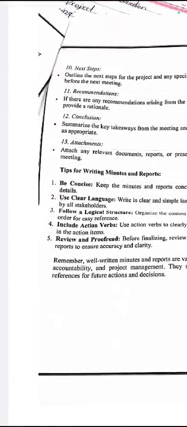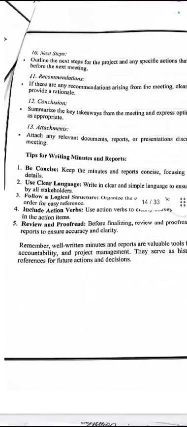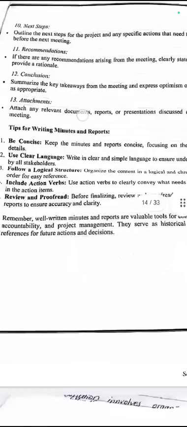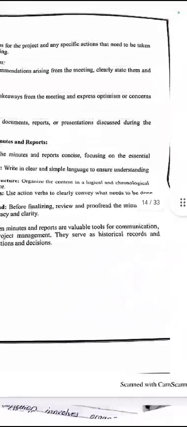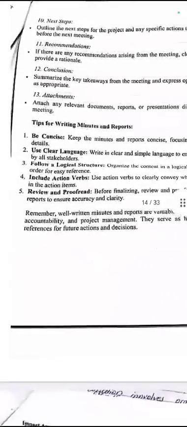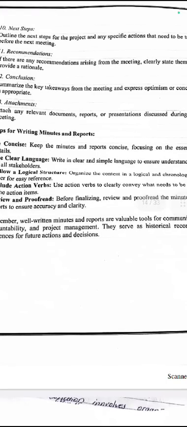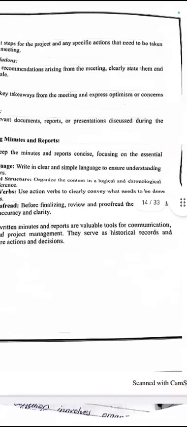Then we discuss the tips for writing the minutes and project reports. Be concise. Keep the minutes and the report concise, focusing on the essentials needed by all stakeholders. Follow a logical structure. Organize the content in a logical and chronological order for easy reference. Then you must include action verbs. Use action verbs to clearly convey what needs to be done in the action items.